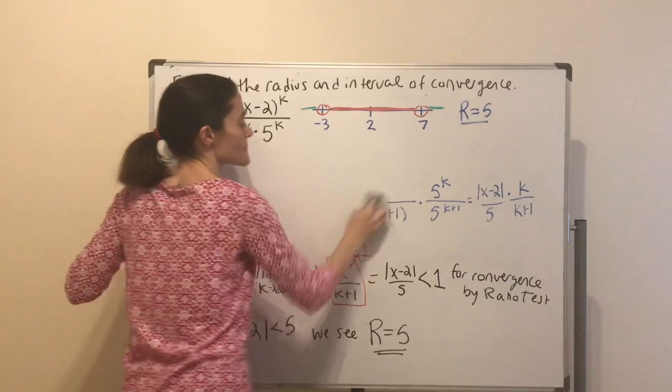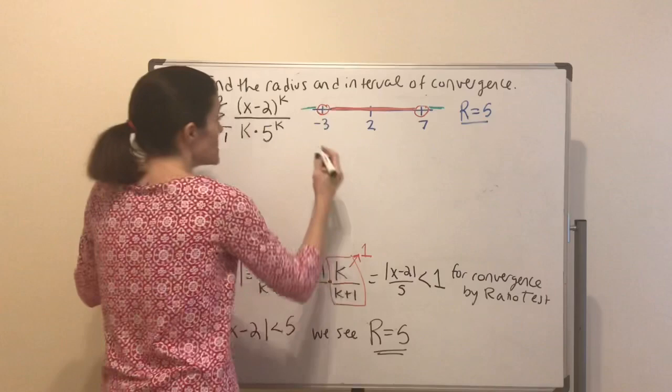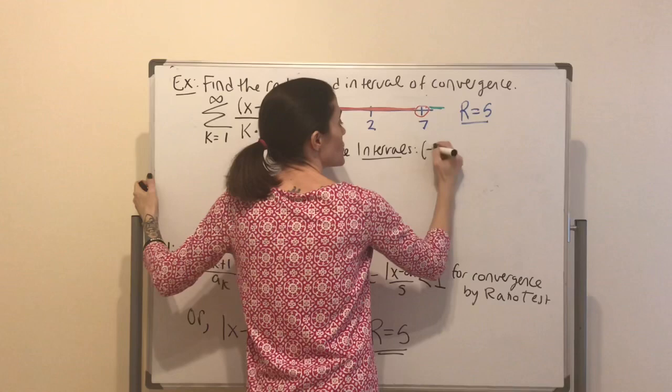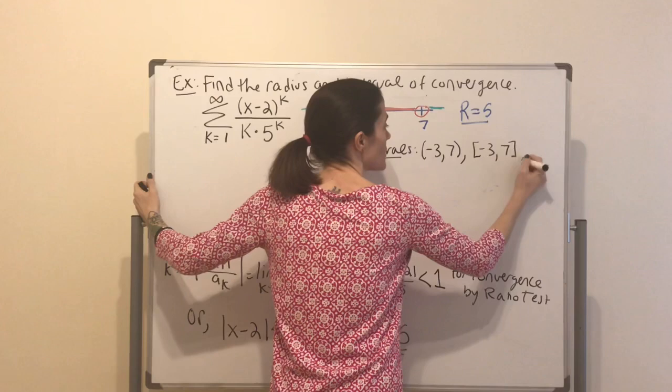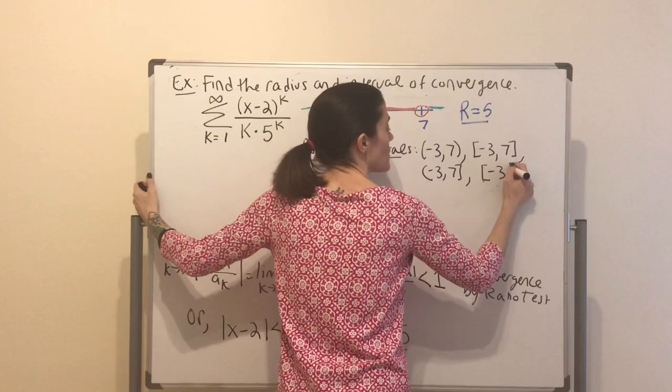We could write down the possible intervals. Maybe I will for this very first example, and then I won't in future ones. So the possible intervals of convergence are, well, you could be -3 to 7. You could be closed -3 to 7. You could be open on one end, or you could be open on the other end. And you can create examples where all four of these can happen.